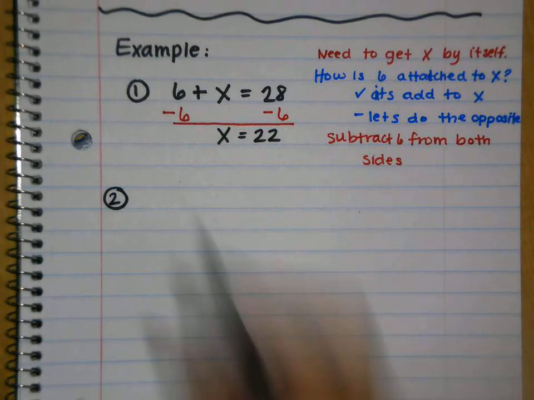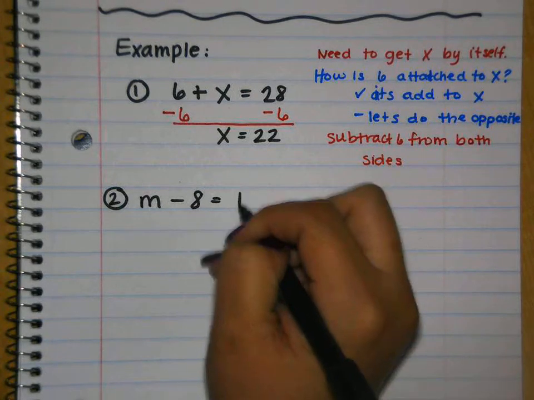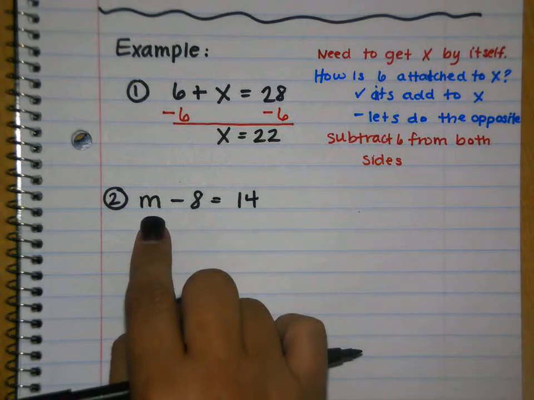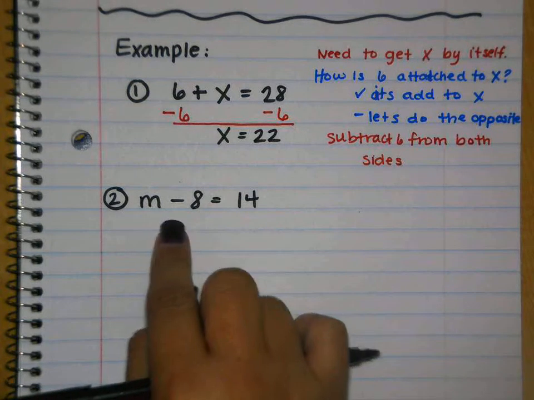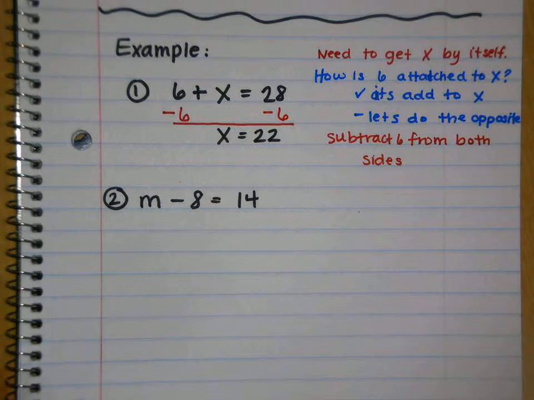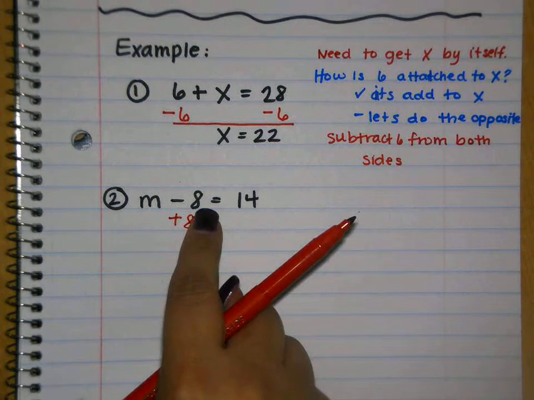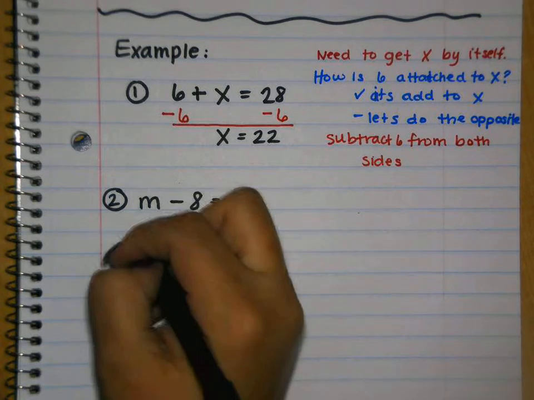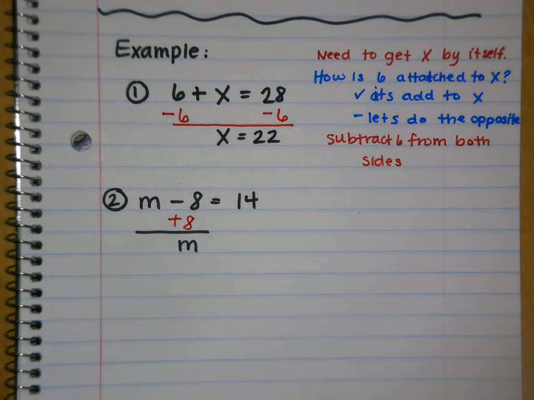For our second one, we're going to say m minus 8 is equal to 14. Well, let's follow our steps. We need to isolate the m in this case to make m all by itself. So we're going to look and see how 8 is attached to the m. Well, it's subtracted from the m, so we're going to do the exact opposite and add it so that we can get rid of it, because a minus 8 and a plus 8 equal 0, so that'll make that go away.